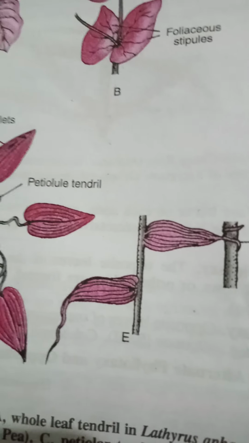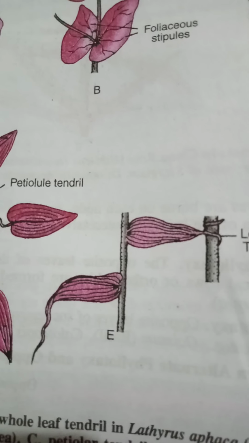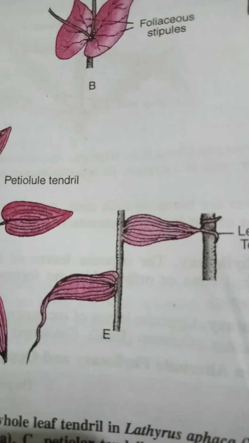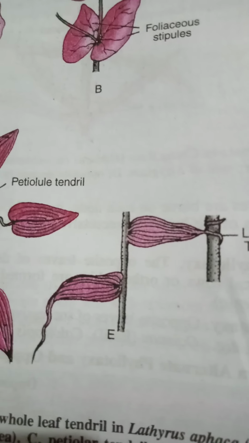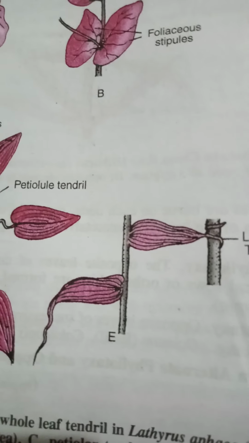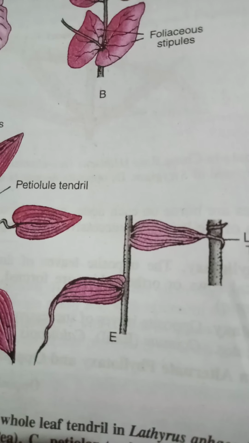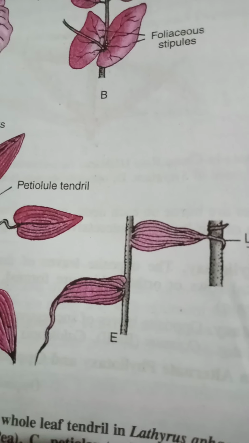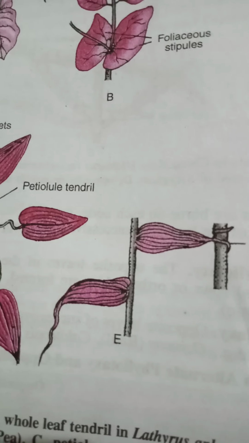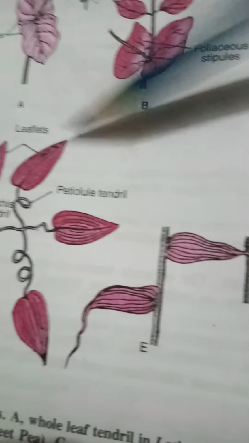Stipular tendril, where the leaf ends, that is the stipules, modify into tendrils. Leaflet tendrils, where the upper leaflets become modified into tendrils. Then leaflet hooks, where the upper 3 leaflets modify into curved stiff claws like hooks and help the plants for clinging. Okay, these are the leaf tendrils.